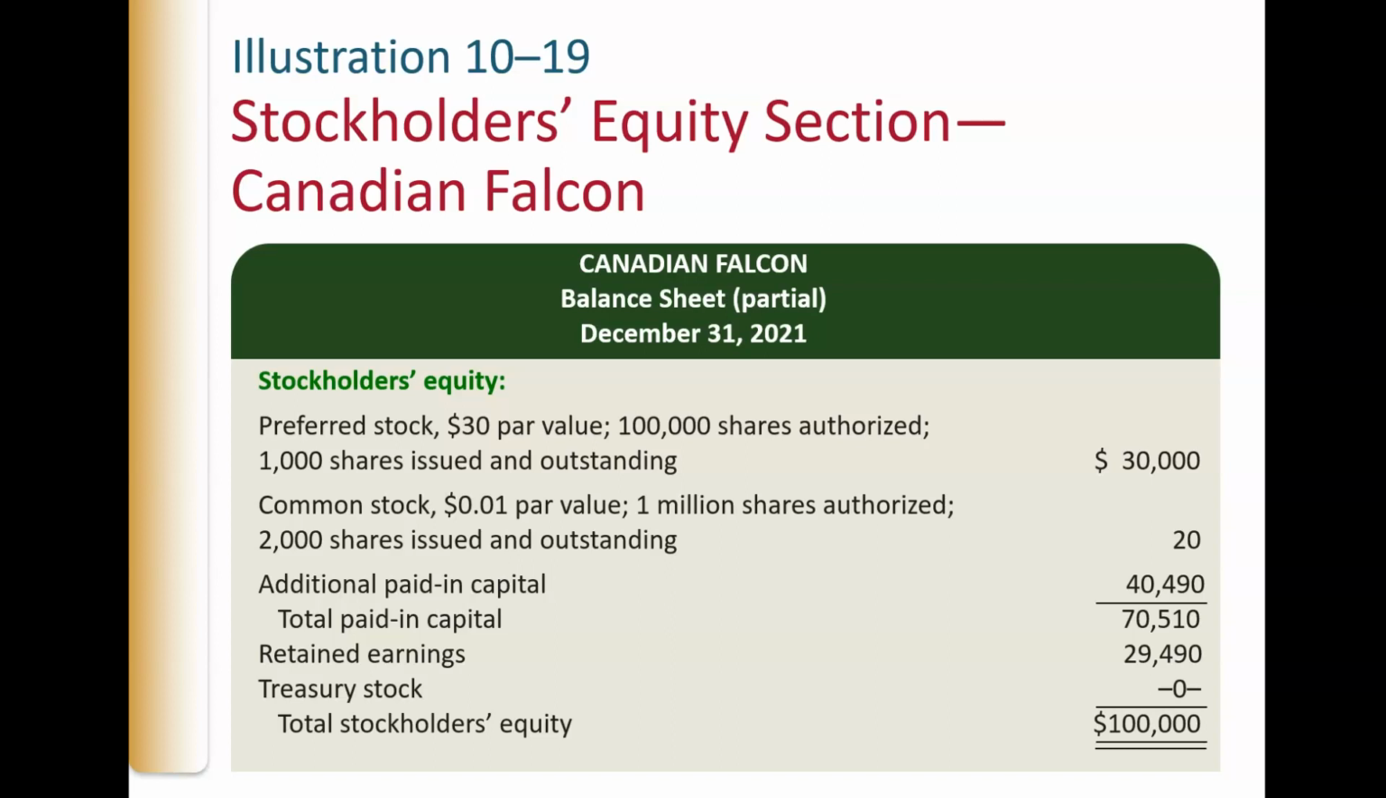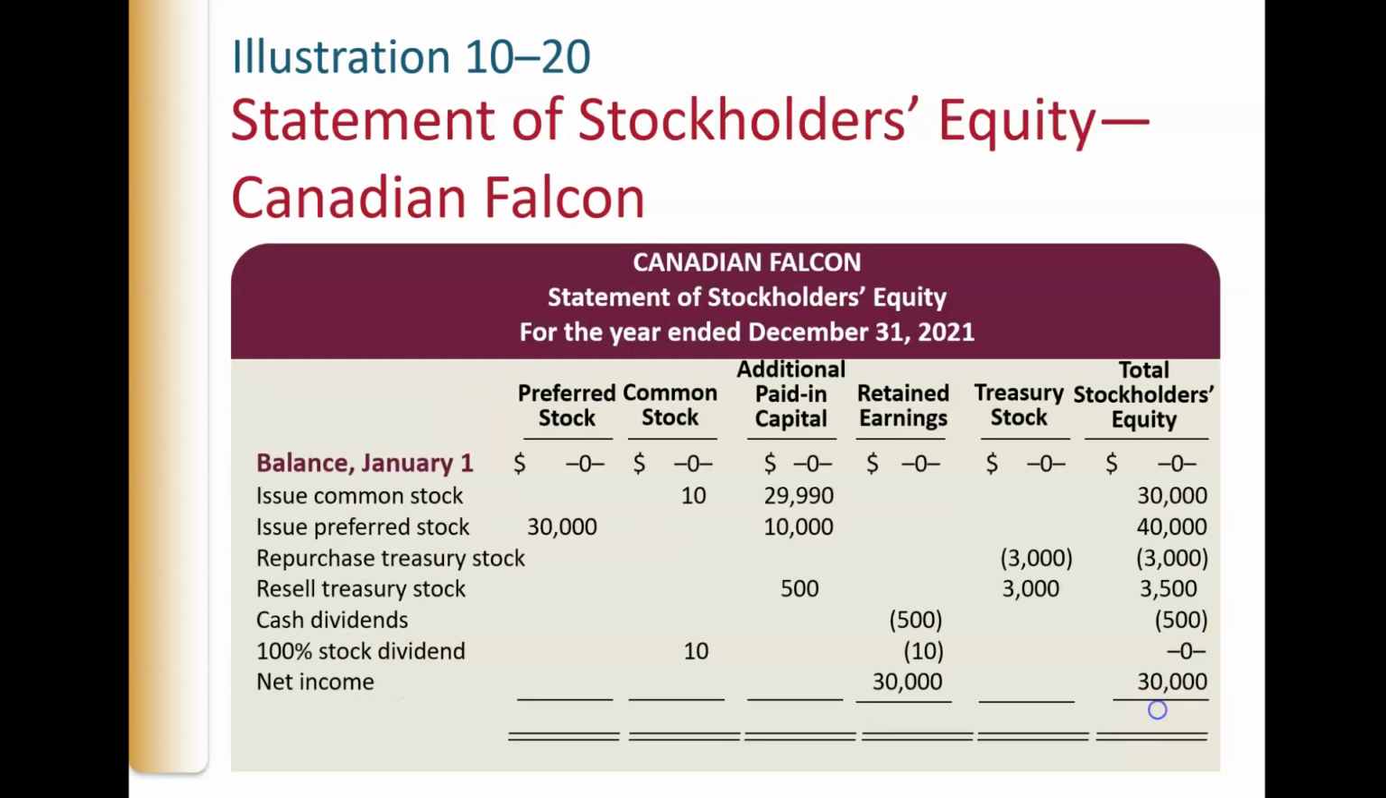So, stockholders' equity section. As a review, this is what we covered in this chapter. Preferred stock, common stock, additional paid in capital, total paid in capital, retained earnings, treasury stock. Our statement of stockholders' equity now looks like this. Instead of just common stock, we've added preferred stock. We still have our common stock. We added additional paid-in capital, retained earnings, and treasury stock. And remember, read these in columns, not rows.